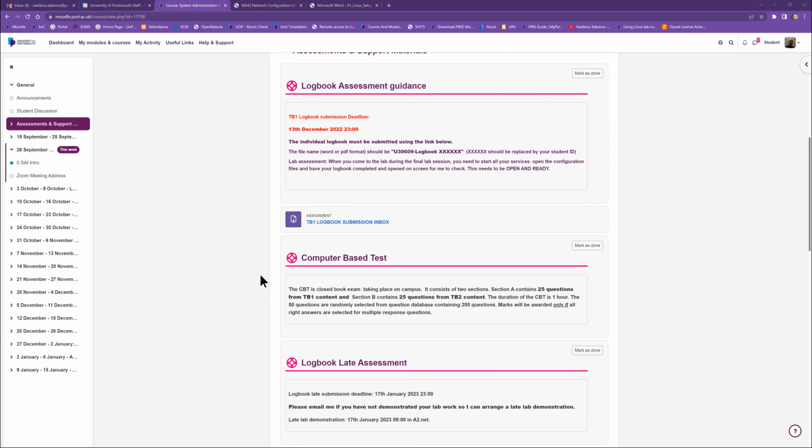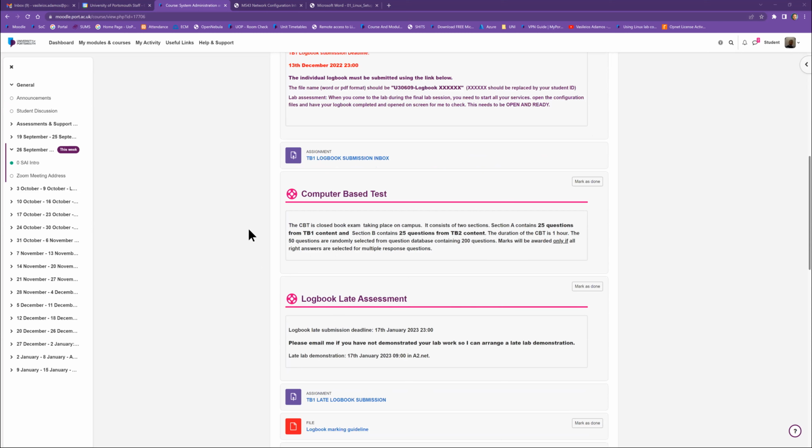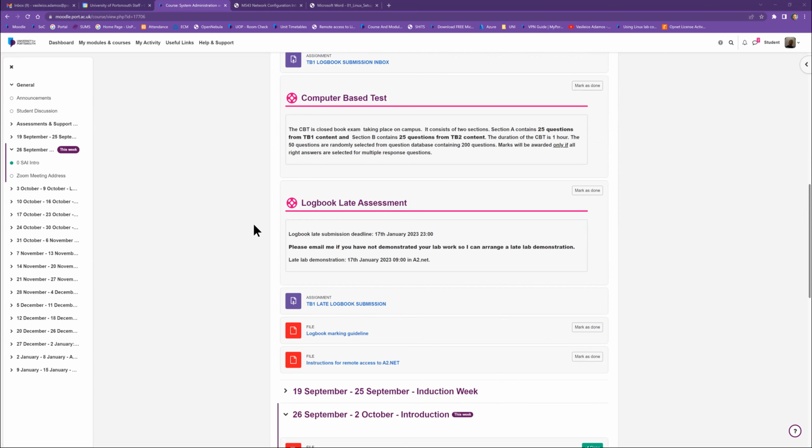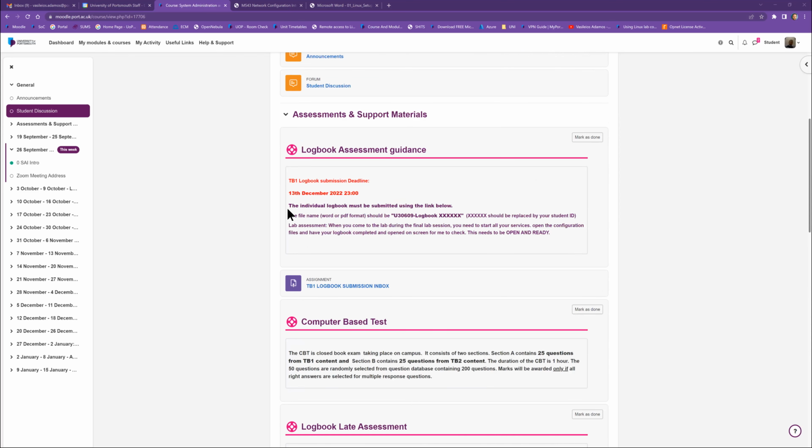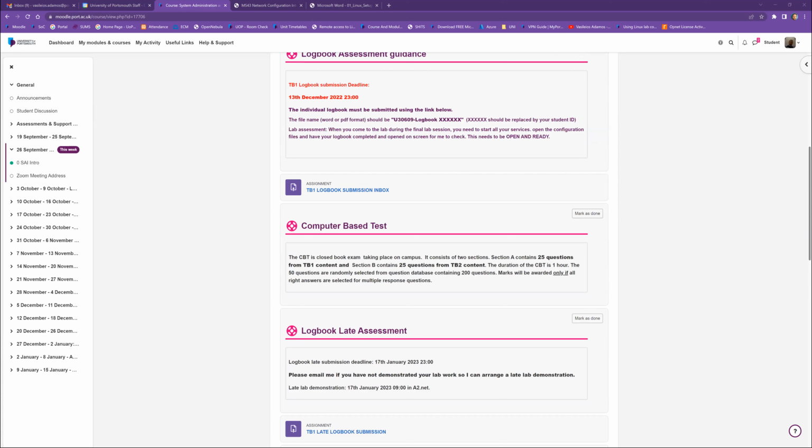There are some instructions on the computer-based test. You won't need this yet. And there's some late assessment information as well. Basically, this means that if you miss the normal assessment deadline, so our logbook, for example, for my side, has a deadline of 11 o'clock on Tuesday, the 13th, I think, of December, if I remember correctly, then you can submit late up to 2 weeks. That's 2 working weeks, so 10 working days. Because Christmas goes in the middle, that essentially becomes something like the 17th of January.